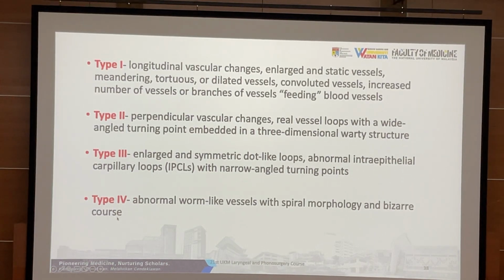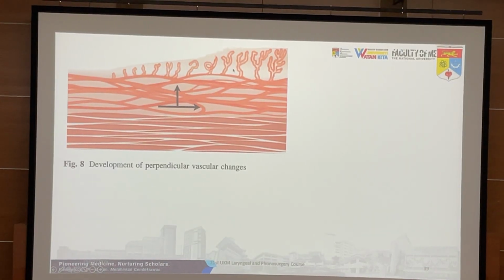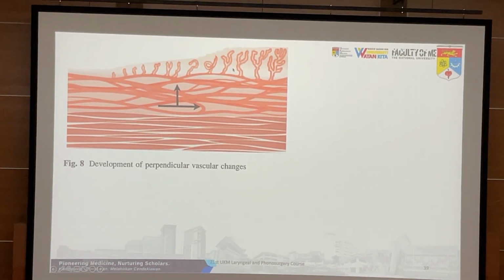So when we talk about perpendicular, it means there must be a lesion. Some of my registrars say, oh, there is a perpendicular vessel, but there's nothing on the vocal fold. There's no lesion. So you see a perpendicular vessel when there is a mass, and you want to see how the vessel looks on the surface of the mass.